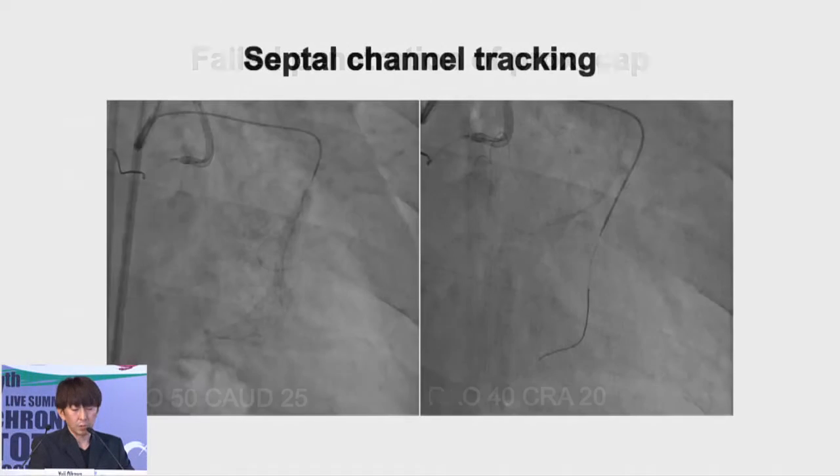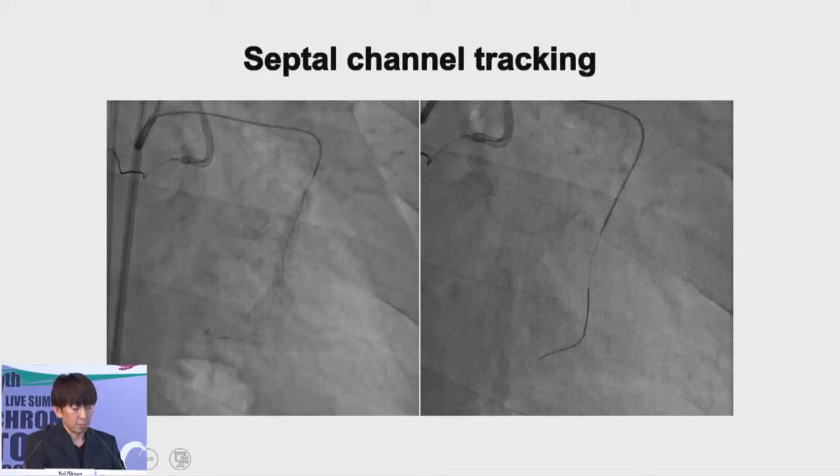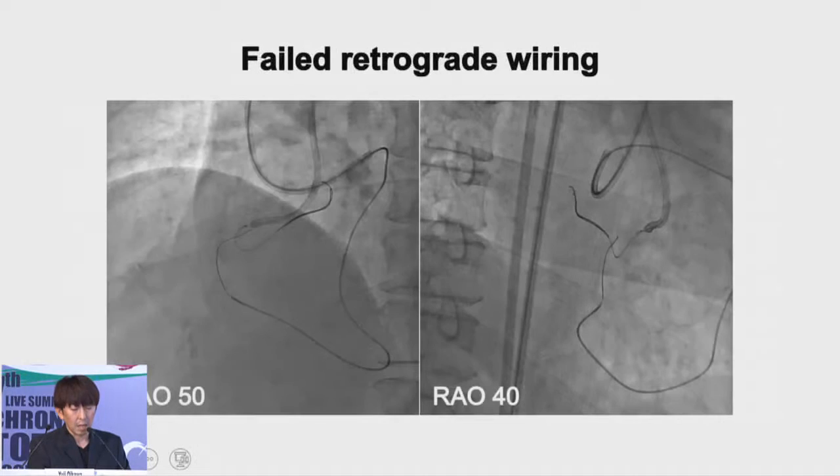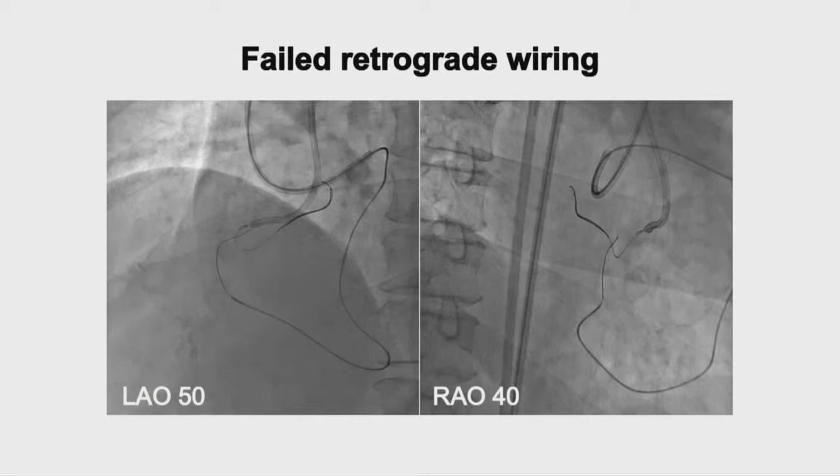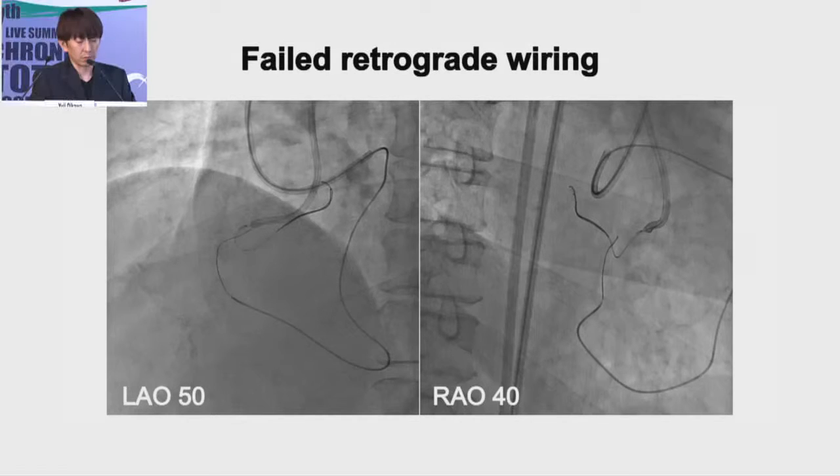So I shifted to the retrograde approach. Fortunately, I negotiated this channel. I advanced the retrograde wire like this, however, wrong vessel course. The retrograde guide wire advanced in the wrong course. So I had to go back to the antegrade approach.